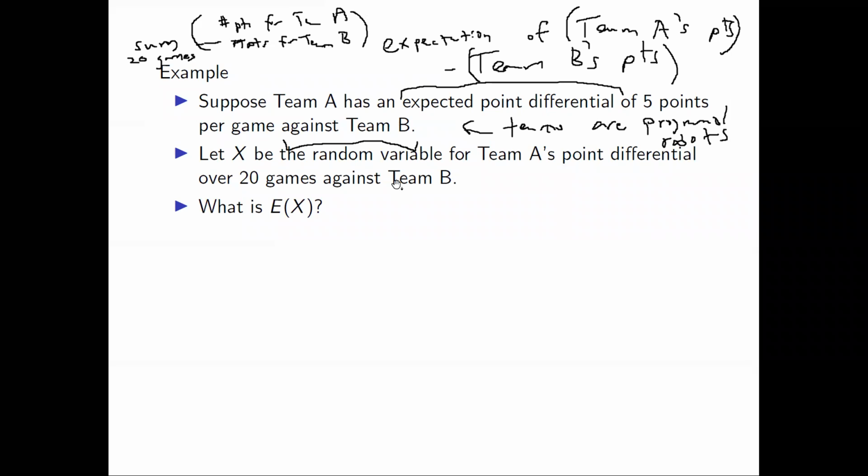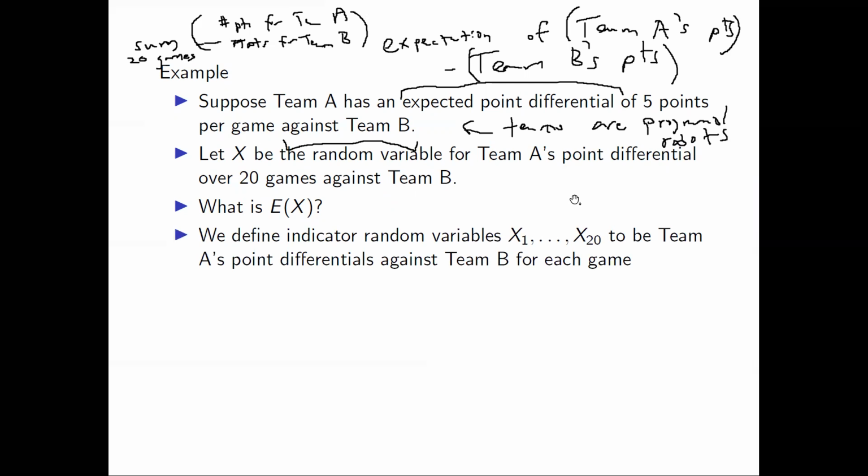So we can ask, what is the expectation of X? And we will define some random variables. Again, these are not indicators, since they are not restricted to 0, 1. So indicators are 0 or 1. So these are just random variables, and we're going to use them in linearity of expectation.